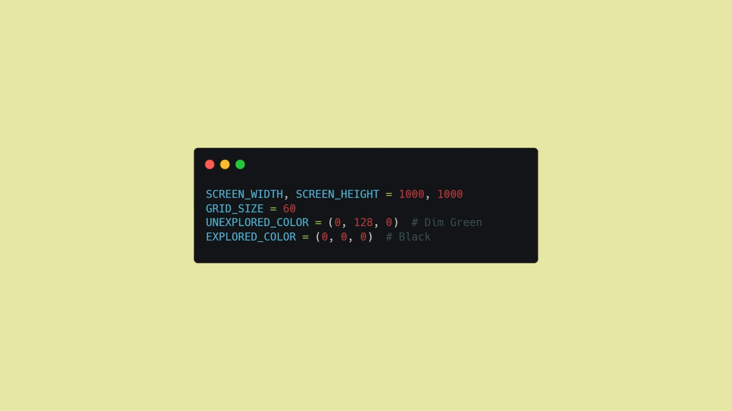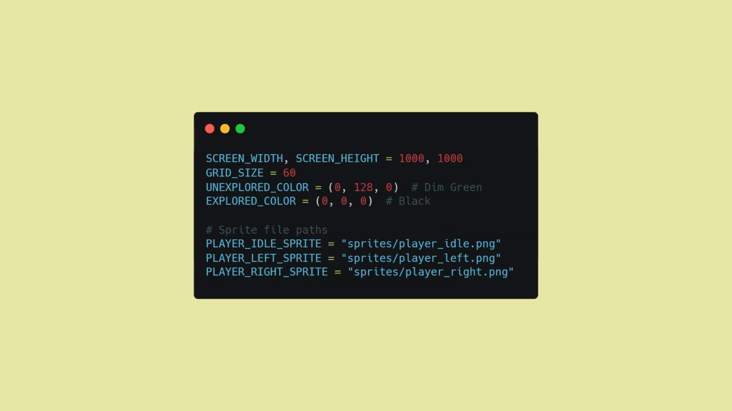First, we need to load the sprites for the player. These will replace the blue square and represent the player's idle state, as well as their movement left and right. Go to the top of your code, where we define constants, and add these file paths. These constants tell the game where to find the images for the player. Make sure your sprite images are saved in a folder called Sprites in your game directory.